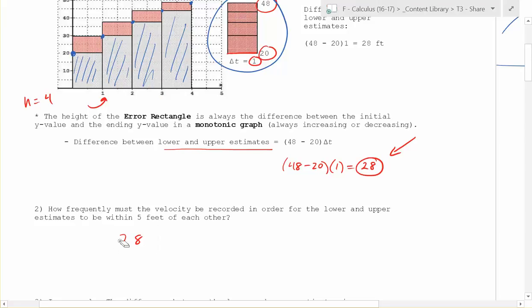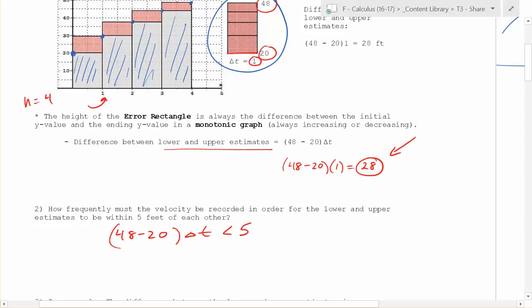Let's deconstruct it. What was that? So you want 48 minus 20 over delta t, or multiplied by delta t? Multiplied by delta t to be what? You want that to be within 5. So you want it to be equal to 5, less than 5, or greater than 5? Less than 5, right? You'd be within 5. So you want that to be true. Is everybody with me so far?